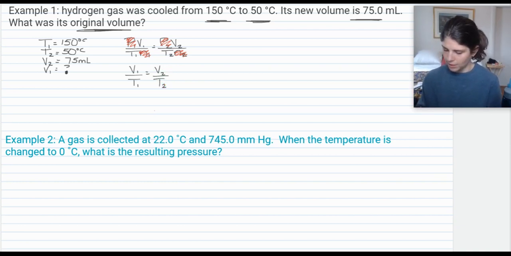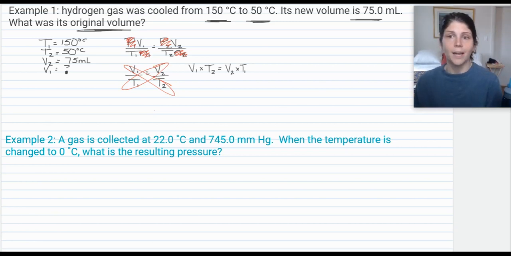Now, as I alluded to in my screencast earlier this week, I think it's much easier to deal with these equations if they are in a linear form. So if you cross multiply this, then you're going to end up with this equation right here. All I did was cross multiply and I got V1 times T2 equals V2 times T1. And then we can solve for the unknown.